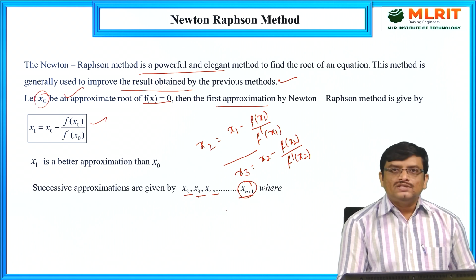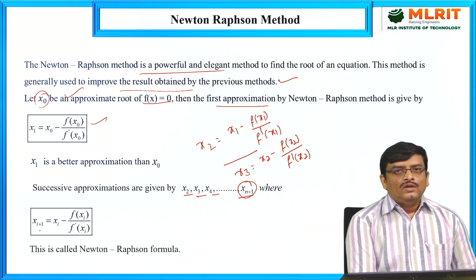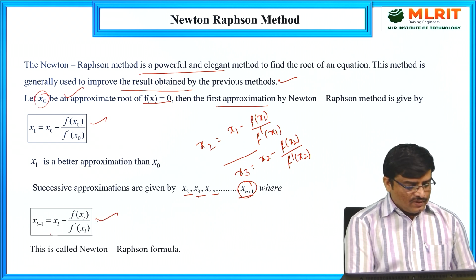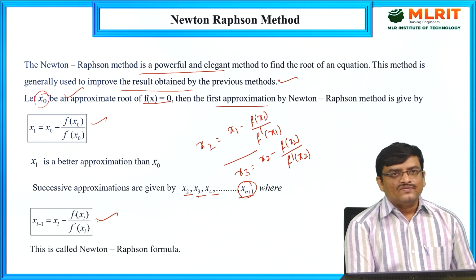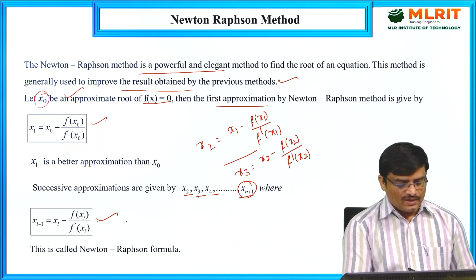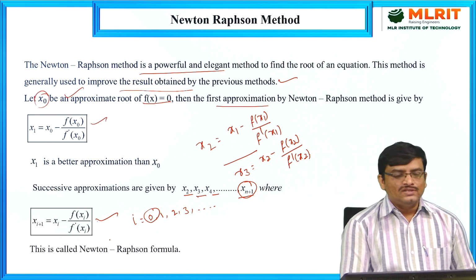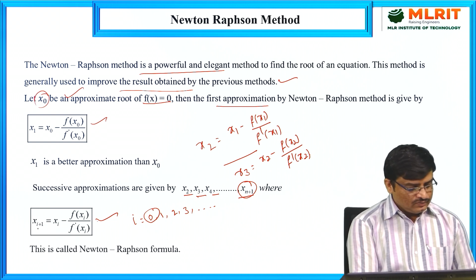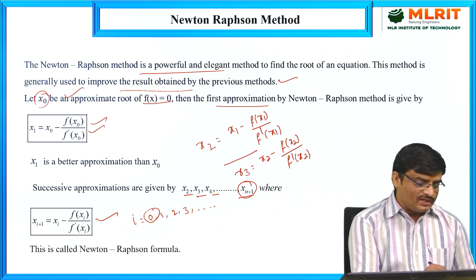Now we will take the general form of the n plus 1th approximation. This is our standard formula: x suffix i plus 1 is equal to x suffix i minus f of x suffix i by f dash of x suffix i. Here i takes the values 0, 1, 2, 3 and so on. If you take i equal to 0, you will get x1 is equal to x0 minus f of x0 by f dash of x0.